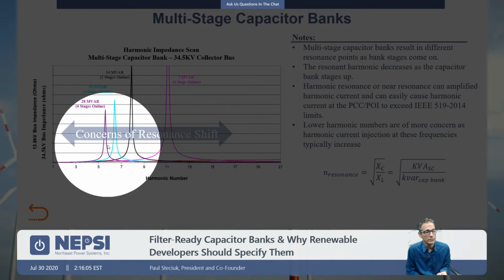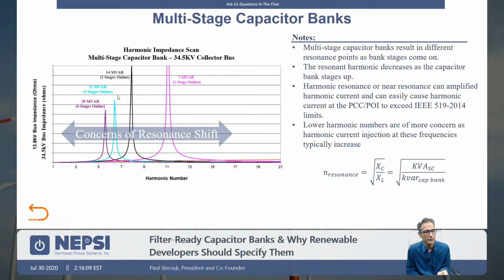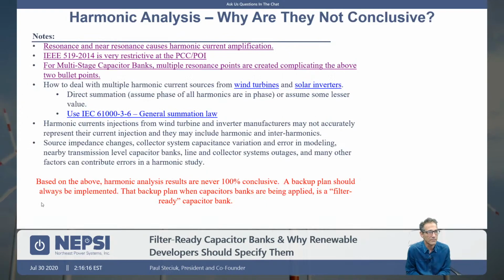So we have multiple concerns for current amplification, and this is a major concern for multi-stage cap banks. But many renewable plants are using multi-stage cap banks because they need to control reactive power based upon the power output of the wind farm or solar plant. And now this next concern is, how do we deal with multiple harmonic current sources?